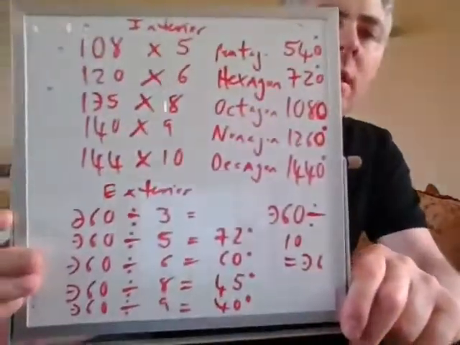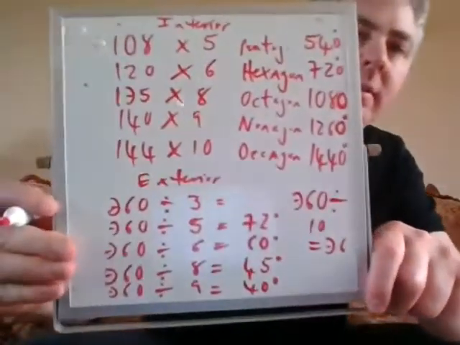So these are the interior angles. And so 120 times 6, 135 times 8, 140 times 9, and 144 times 10. And these are the exterior ones here.